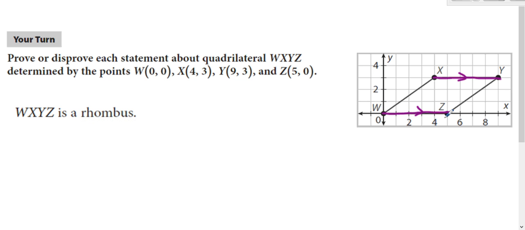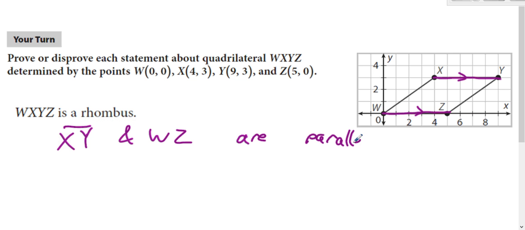Yes. So XY and WZ are parallel and congruent, which means it's a parallelogram. That was in a parallelogram lesson, that's enough. If you have one set of sides that's both parallel and congruent, it's a parallelogram.